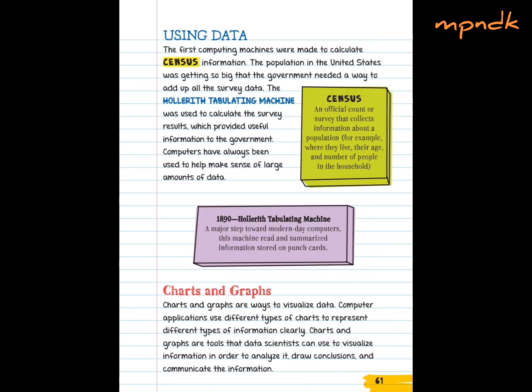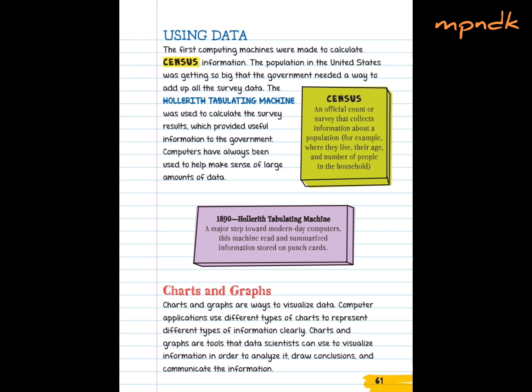Using data, the first computing machines were made to calculate census, which is an official count or survey that collects information about a population, for example, where they live, their age, and number of people in the household. The population in the United States was getting so big that the government needed a way to add up all the survey data. The Hollerith tabulating machine was used to calculate the survey results, which provided useful information to the government. Computers have always been used to help make sense of large amounts of data.